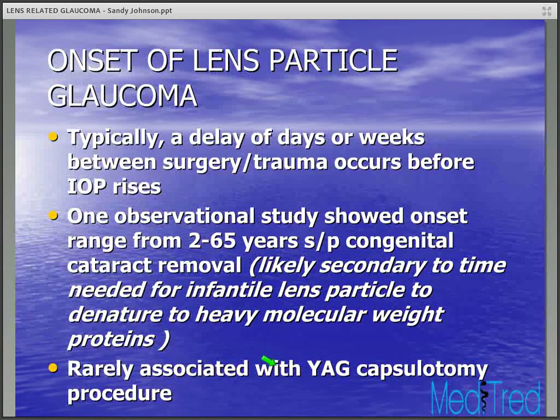So lens particle glaucoma can be days or weeks. You know, if you think of the child that I presented first, it took him 6 years to get lens particle glaucoma. If we talk about the trauma patient, it took him several weeks. And the range has been anywhere from 2 to 65 years after congenital cataract removal, and that's probably because you need time for the proteins to denature and become more heavy molecular weight ones. And it's rarely associated with YAG capsulotomy, which I mentioned, and those are the eyes that are more likely to be controlled on a low-dose steroid.